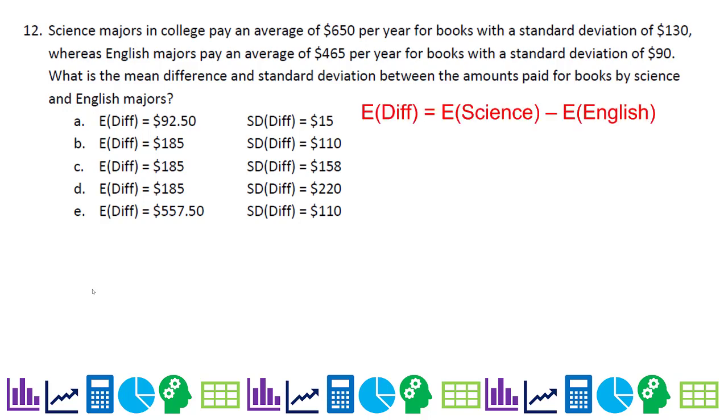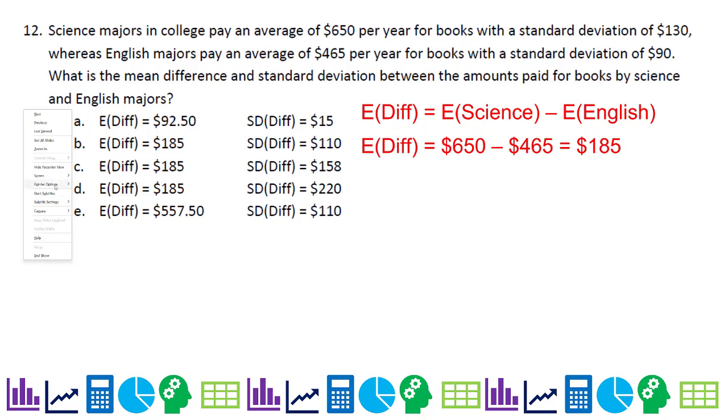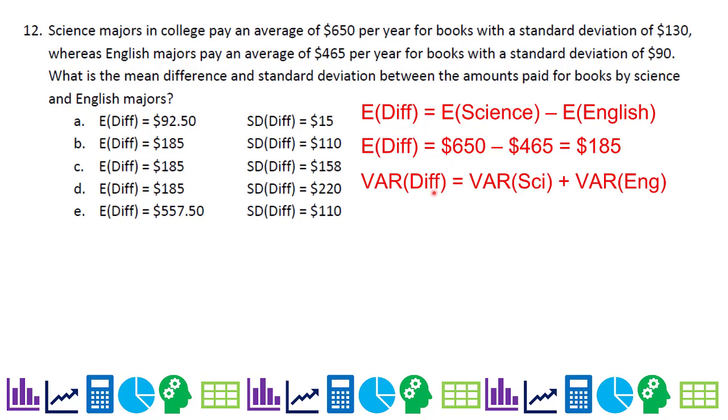So the expected difference is the expected value for science minus the expected value for English. And we get $185, so we can see our options are B, C, or D. So we still need to calculate standard deviation, and it's easier because we have 2 very different outcomes here. We have English and we have science, so those are different outcomes. So we're going to use variance instead of doing standard deviation directly. So we'll take variance of science, and then it's always a plus. We always add variances.